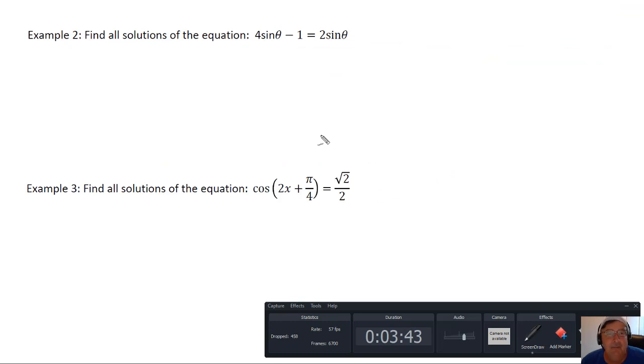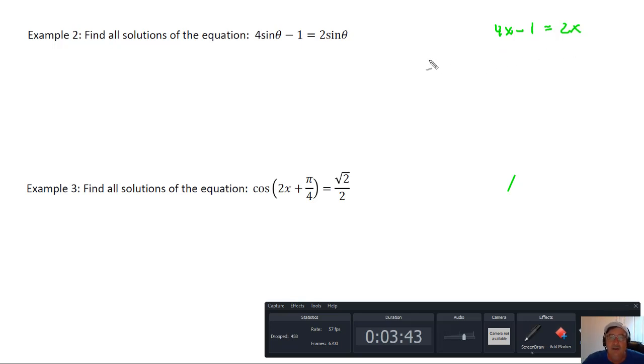All right, so for example 2, we're going to find all solutions of the equation 4 sine theta minus 1 equals 2 sine theta. Now, in trigonometric equations, it's almost like thinking about algebraic equations. Let's say we had 4x minus 1 equals 2x. So in algebra, what you would try to do is get all the variables on one side equal to all the numbers on the other side.